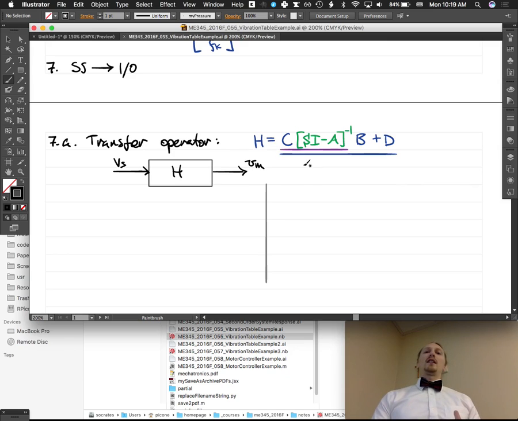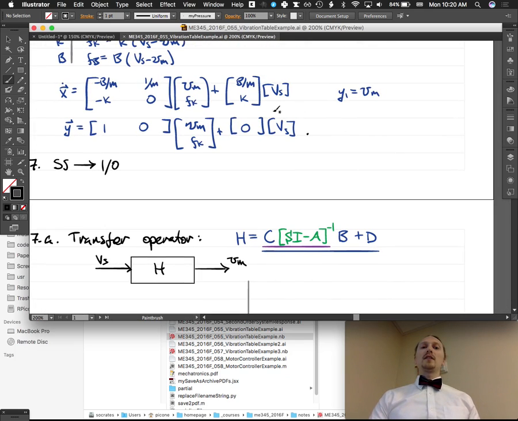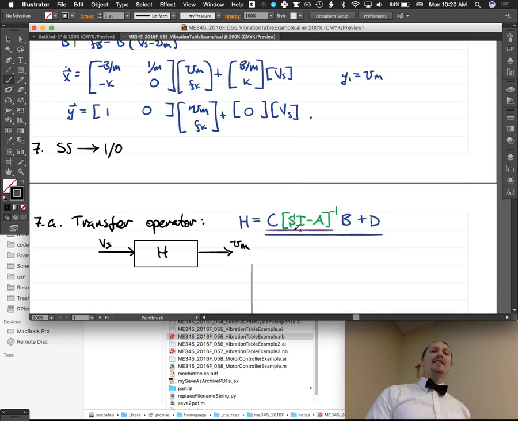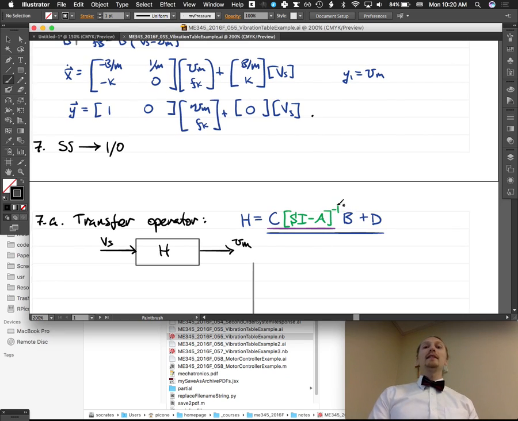What does this mean? So this was the definition of the system transfer operator. And the A, B, C, and D matrices are this A, B, C, and D matrix. And then s is the derivative operator, and I is the identity matrix, essentially, that makes this a diagonal of s's. Is that all being integrated because it's not negative 1? This is an inverse, because these are all matrices, so this is a matrix inverse.